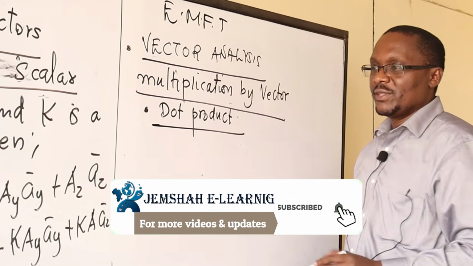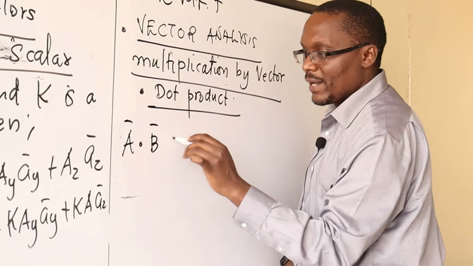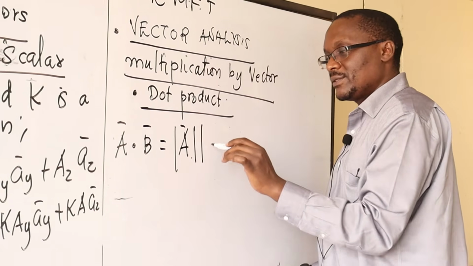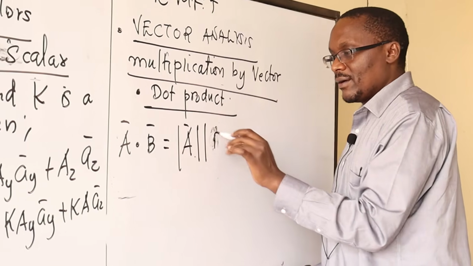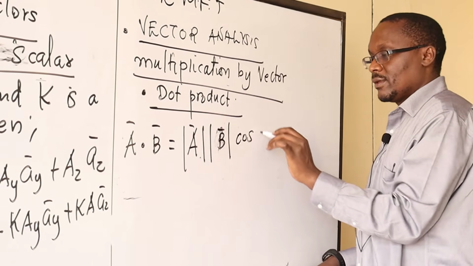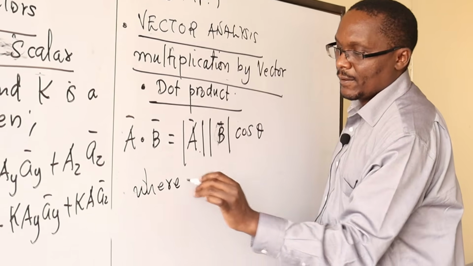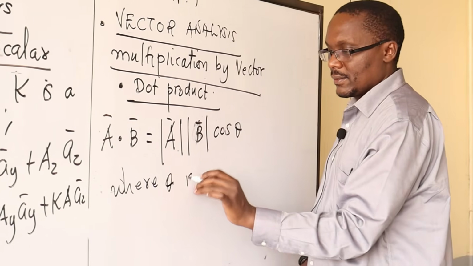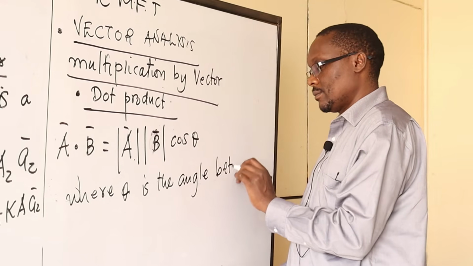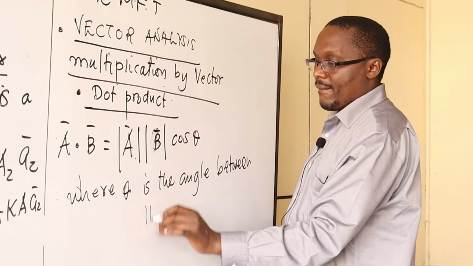Very simple. The first one, our dot product. From our basic mathematics, if we have two vectors, A bar dot B bar is the same as the magnitude of A multiplied by the magnitude of B, times the cosine of theta. Remember we did magnitude when we started. This is how we do our dot product mathematically, where theta is the angle between the vectors.